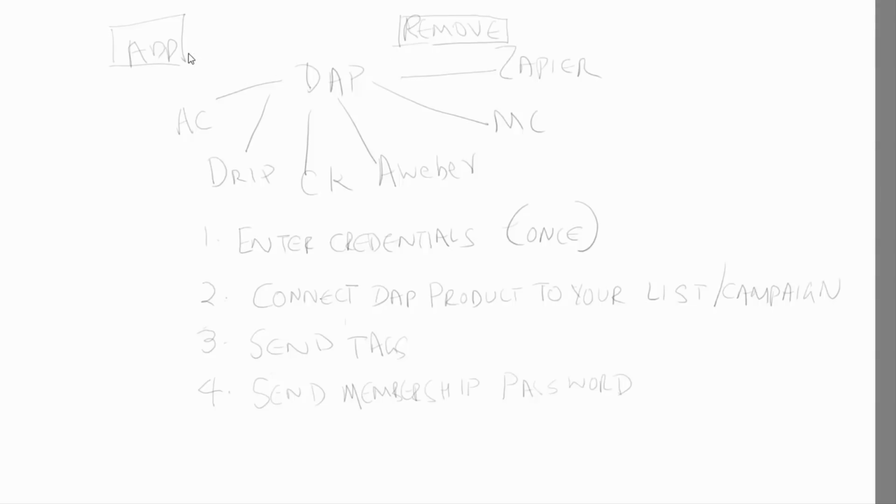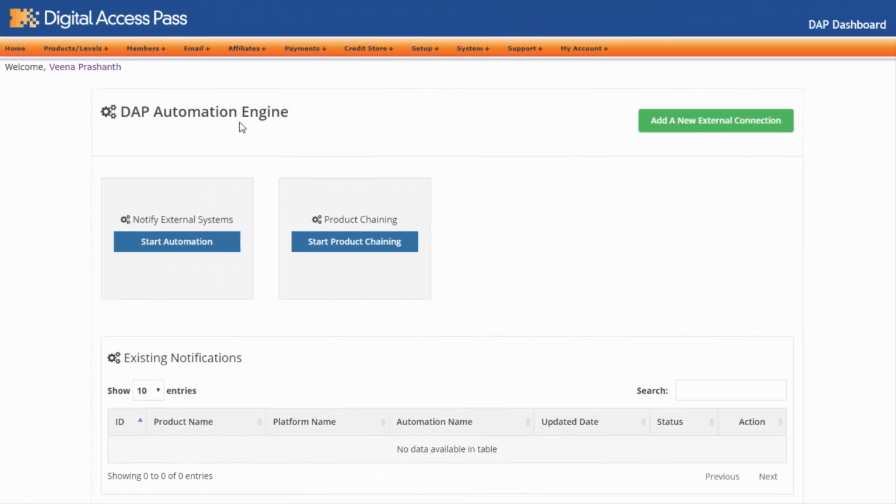You can also configure DAP to send tags to these platforms. So depending on the action, you can add different tags. You can send a comma separated list of tags to these platforms. And also you can send the membership password to these platforms. So this way you don't have to send the welcome email from DAP. You can send the welcome email from the platform that you have connected DAP to. So you can access the new automation engine from the product levels, manage automation page.